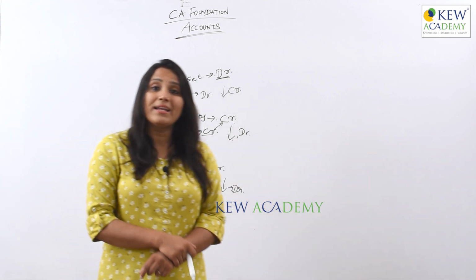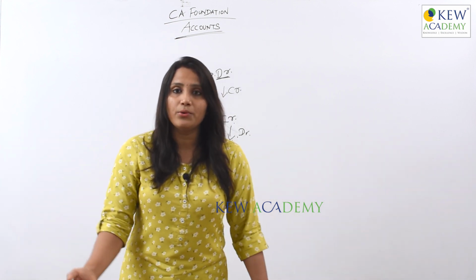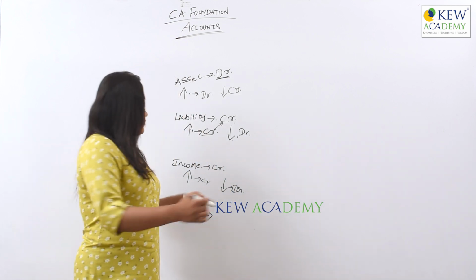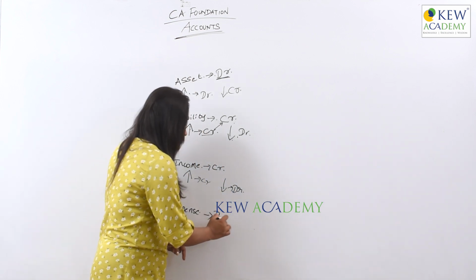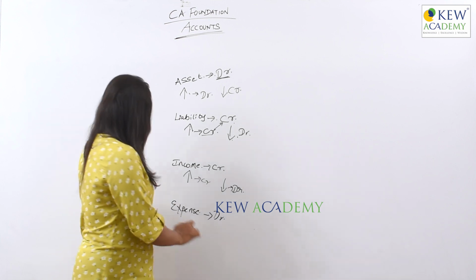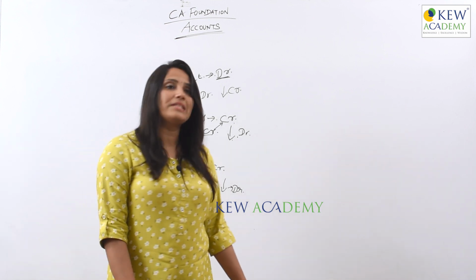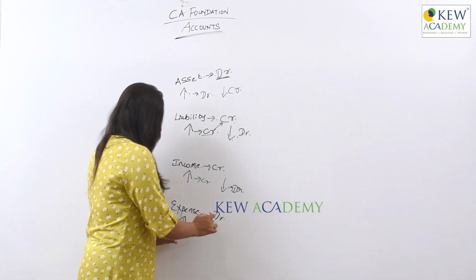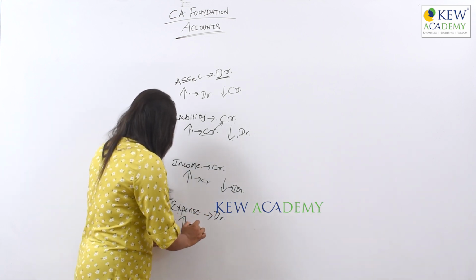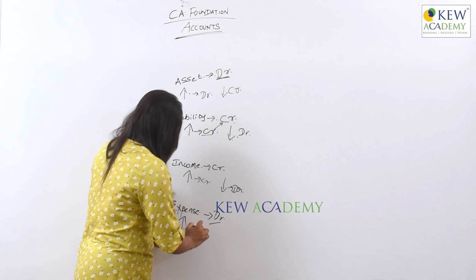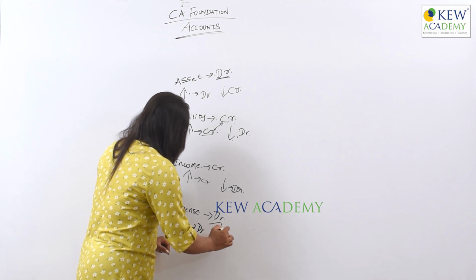Same way you tell me for expenses. Expenses will be having which balance? Nominal account golden rule. Expenses will be having a debit balance. Now you tell me, to increase the expenses, what you are going to do? We know to increase the expenses, we have to do the same thing as original, debit. To decrease, credit.